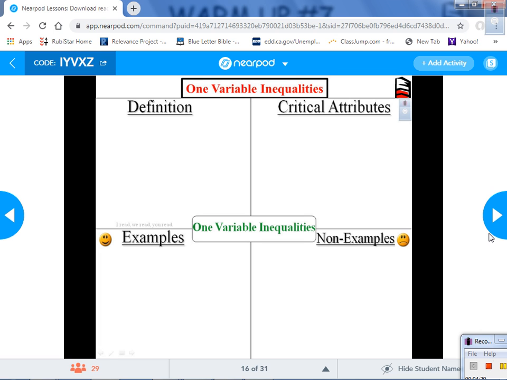Let's see. Kenzie, go. One variable equations. Does everybody agree with that? Two expressions equal to each other, one unknown variable. With that said, and with the introduction that I gave you for inequalities, look at the Frayer model. One variable inequality. Think about the definition. Tell your neighbor.